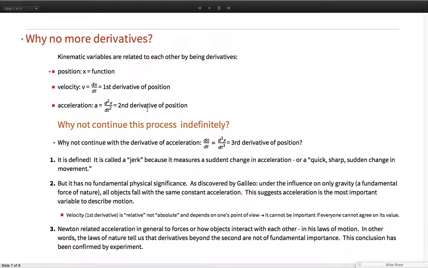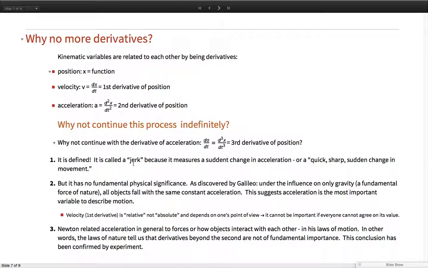One other thing I do want to raise is, notice we have one variable, position, of our four basic kinematic variables. The next one is velocity, which is just the first derivative. And then we have the second derivative, which is the acceleration. And the question you might ask is, why don't we continue adding more and more derivatives? Namely, why don't we talk about the derivative of the acceleration or the third derivative of the position? Why don't we usually talk about that?